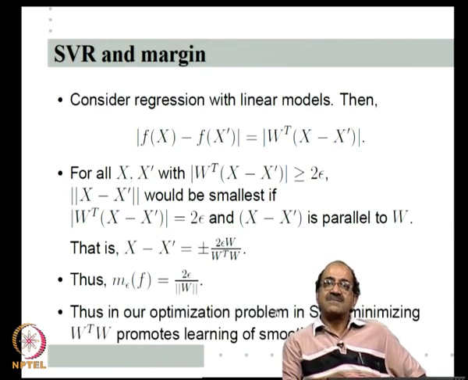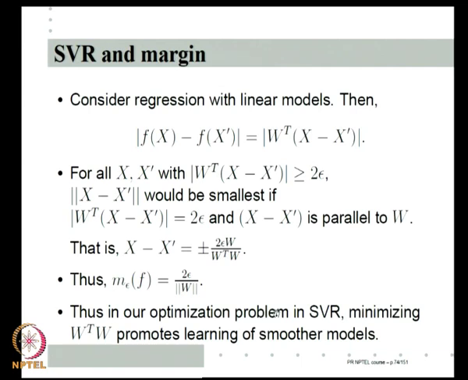So, essentially, when I added a term to minimize norm w, I am promoting learning of the smoothest function. So, for all linear models, because the epsilon margin of the function is inversely proportional to norm w, norm w square is a good regularization term to add, right. We have done it in regularized least squares also earlier without explaining. Here is the reason why norm w square is a good regularization term. Okay. So, this completes our discussion on regression. Okay.